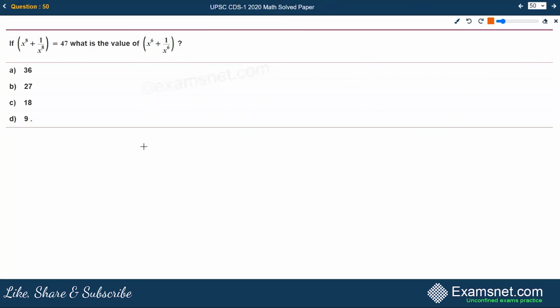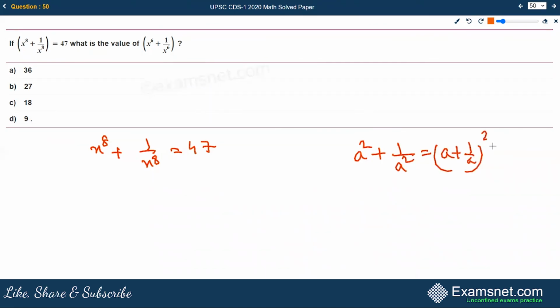In question number 50, we are given: if x to the power 8 plus 1 by x to the power 8 is equal to 47, then what is the value of x to the power 6 plus 1 by x to the power 6? We are going to use the algebraic formula, that is a square plus 1 by a square, that is a plus 1 by a whole square minus 2 times a multiplied by 1 by a, that will give us 2. This is the formula we are going to use mainly.